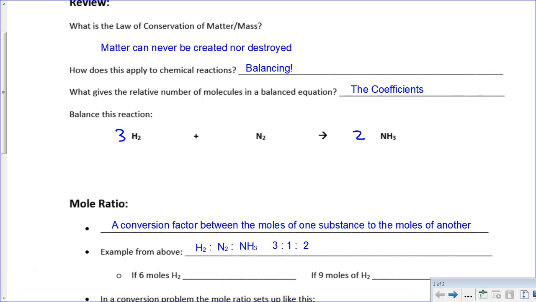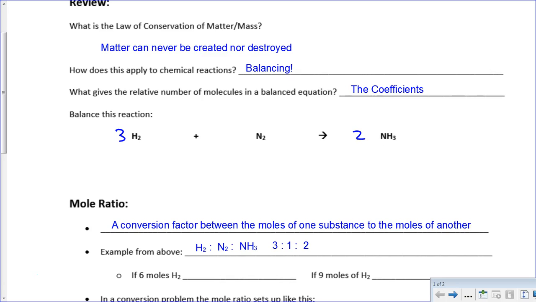Now, as a bit of a thought experiment, I want you to imagine what would happen if we had 3 dozen molecules of H2. 3 dozen, which is 36. How many molecules of N2 would you need? Hopefully you come up with 1 dozen. If we have 3 dozen molecules of H2, it would react with 1 dozen molecules of N2, and it would produce 2 dozen molecules of NH3.